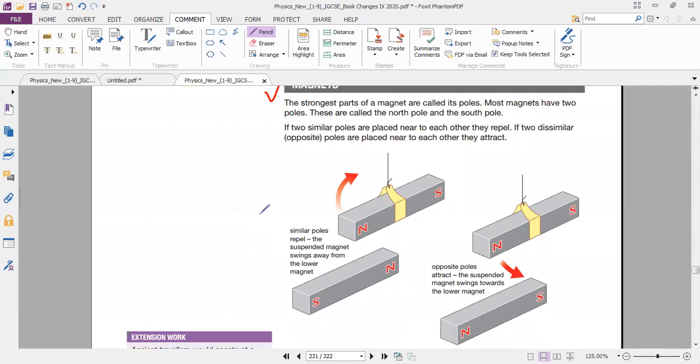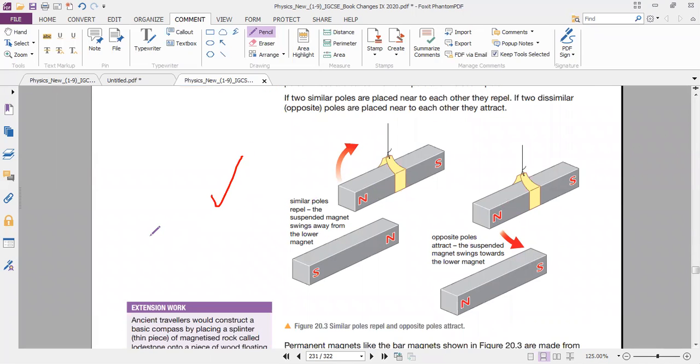Similar poles repel and opposite poles attract. For example, a north pole and north pole repel each other, but a north pole and south pole attract each other. It's a very good demonstration. A magnet is suspended by a thin thread and another magnet is brought closer. So similar poles repel and opposite poles attract.